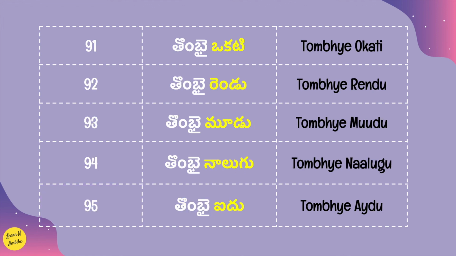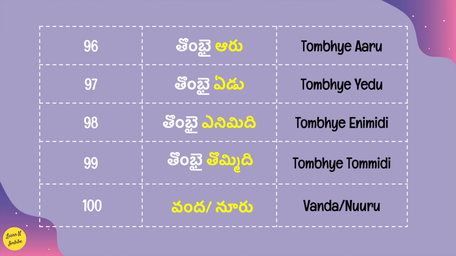90 plus 1, 91, తొంభై plus ఒకటి, తొంభై ఒకటి. 92, తొంభై రెండు, 93, తొంభై మూడు, 94, తొంభై నాలుగు, 95, తొంభై ఐదు, 96, తొంభై ఆరు, 97, తొంభై ఏడు, 98, తొంభై ఎనిమిది, 99, తొంభై తొమ్మిది. 100, వంద or నూరు. Either of them can be used to denote 100.